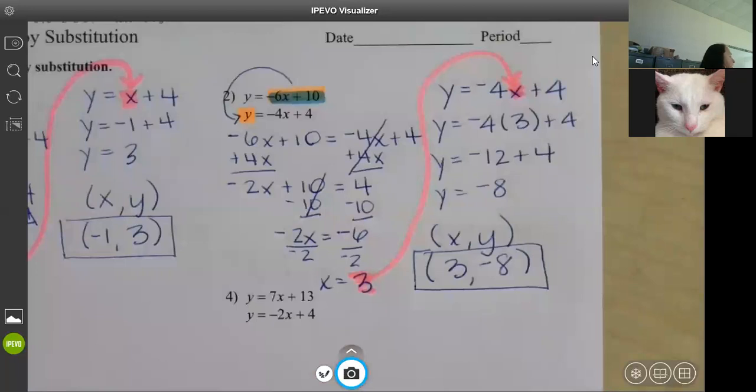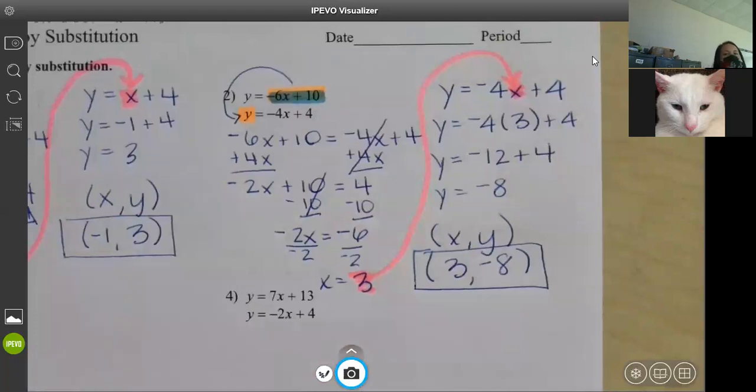So the hard part is the beginning, making sure that you put it in the right spot. Okay, so right now they're pretty easy. 3 and 4 are the same way. I'm going to come back to those, but I want to move down to number 5. No, number 6. 3, 4, and 5 are exactly the same as those. I'm going to move down to number 6.